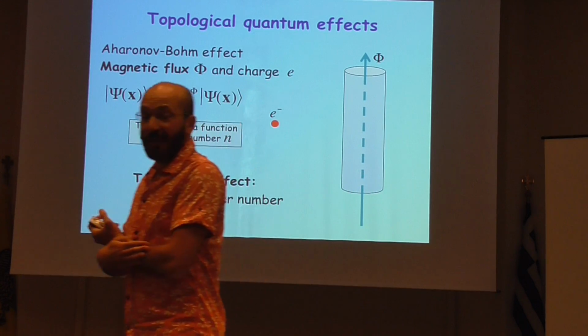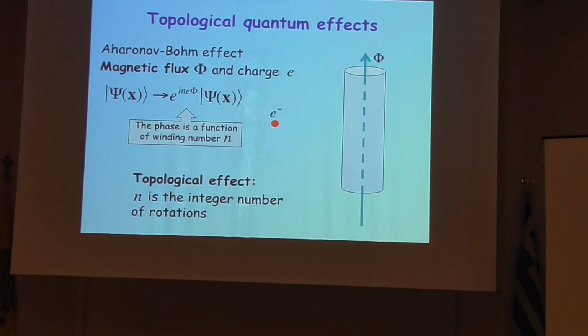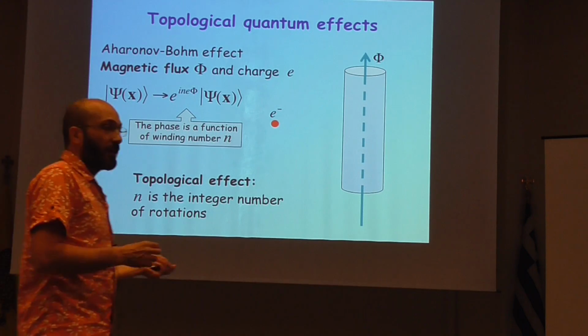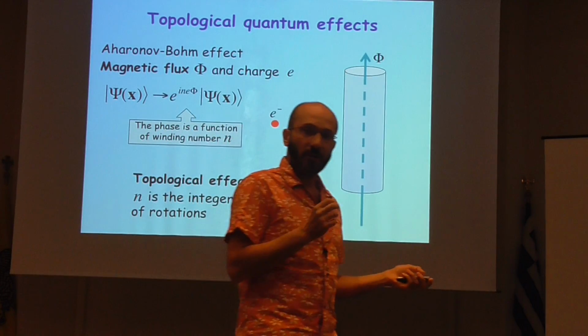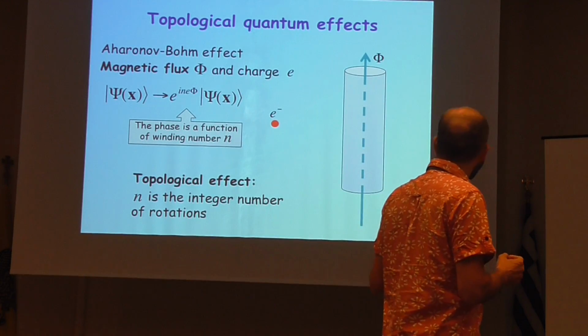This was all classical. What happens in quantum mechanics? Why does quantum mechanics exhibit topological effects? The first, simplest, and most important topological effect in quantum mechanics is the Aharonov-Bohm effect.